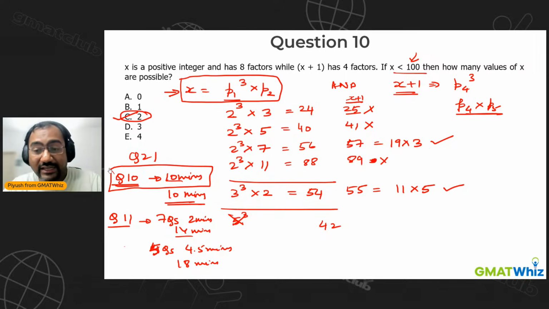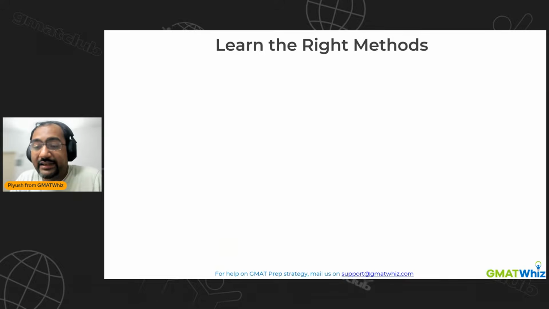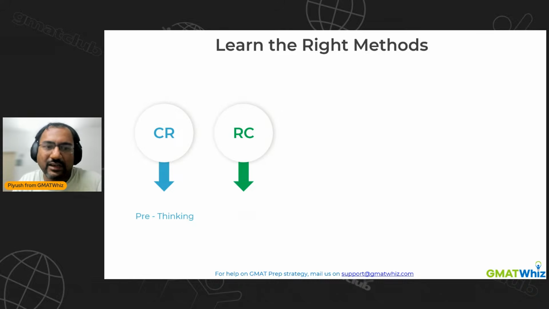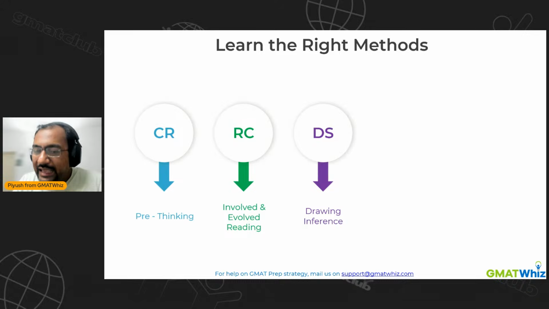There are many of these methods that we teach to our students at GMAT Quiz, and I would recommend you to learn these methods. It is important to learn the right methods. At a high level, I'll just tell you, for CR, use pre-thinking; for RC, use involved and evolved reading. In DS, drawing inferences and pre-analysis is a very important step.